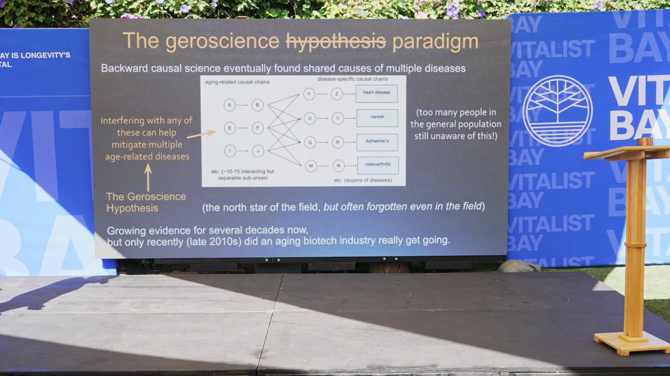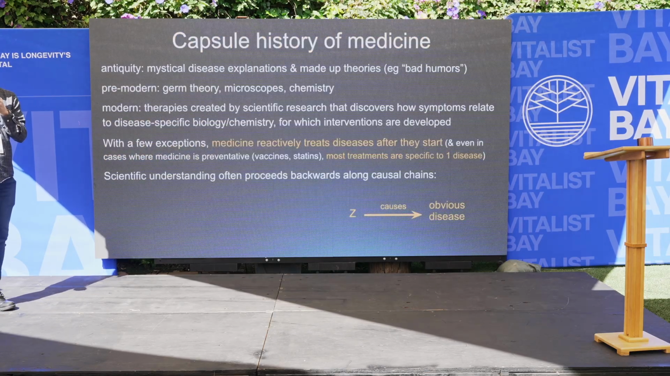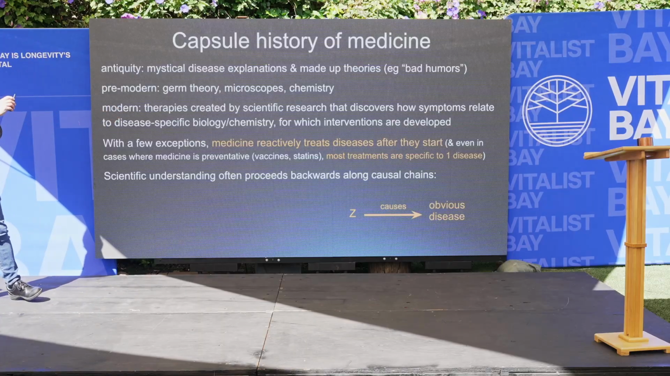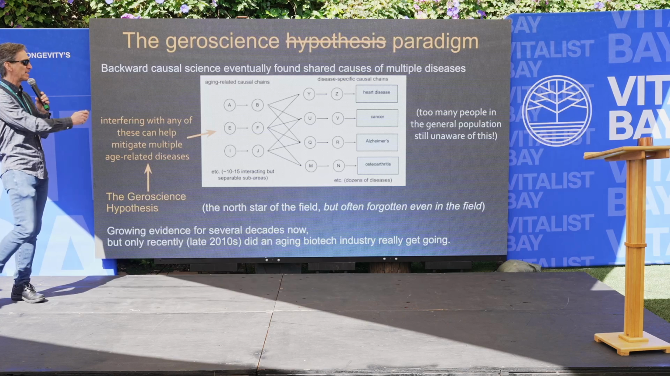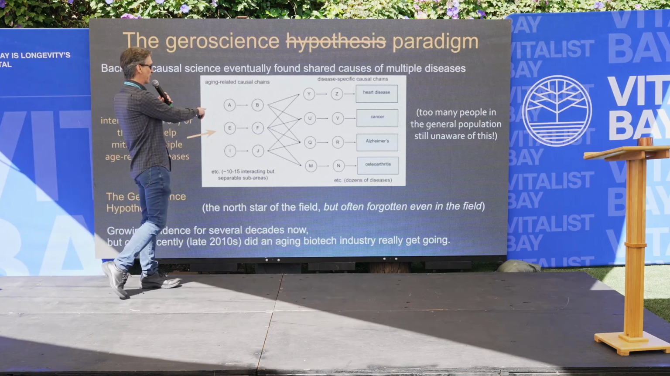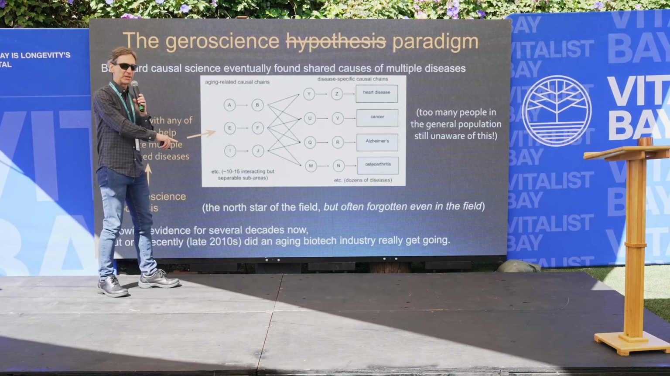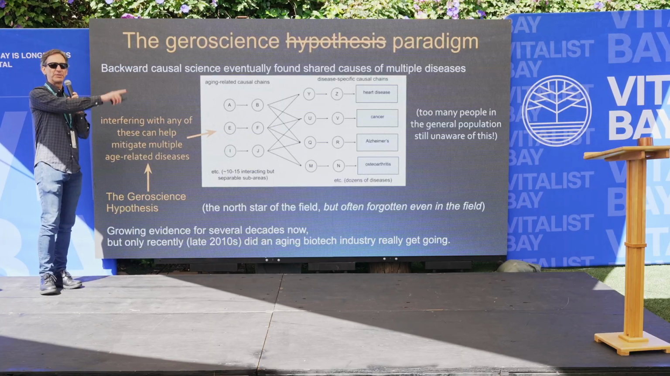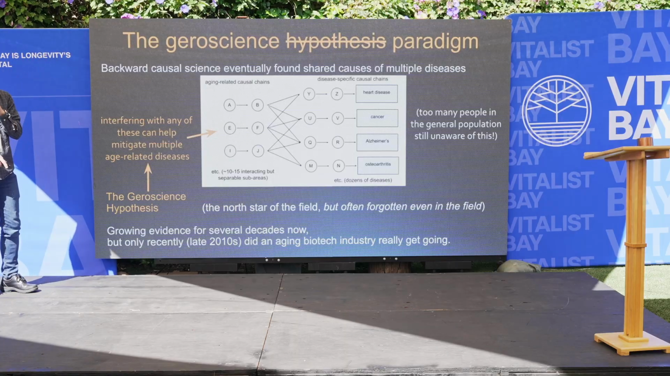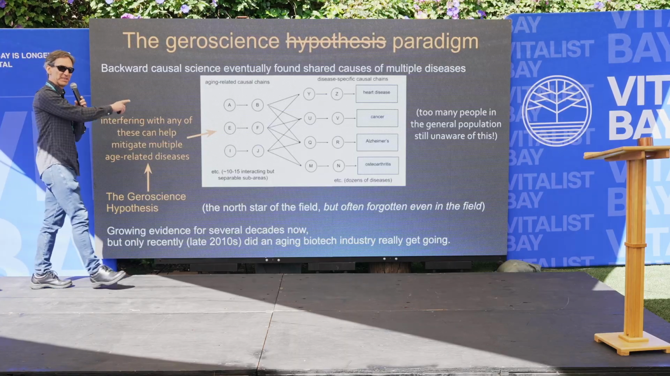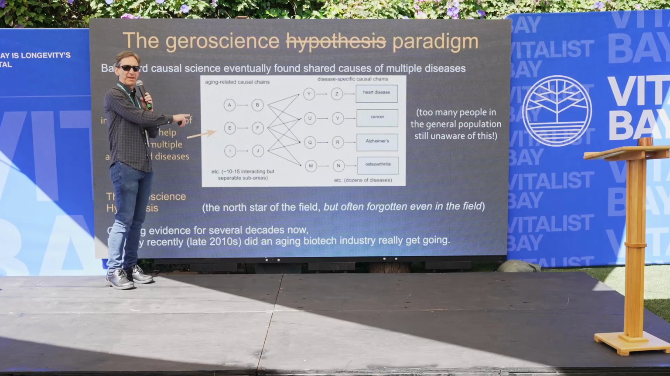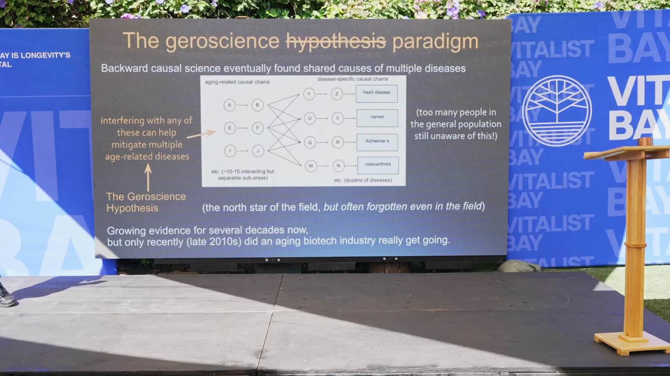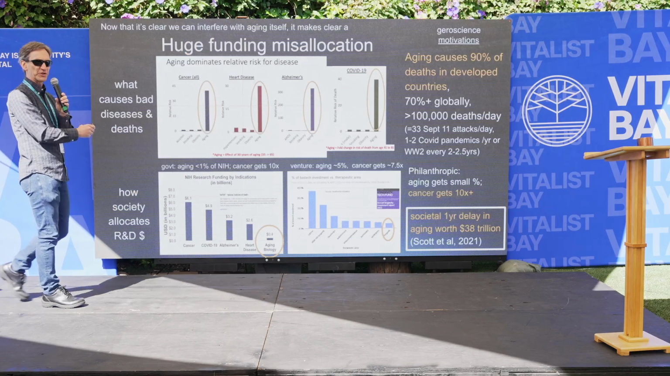The thing I want to call your attention to on the background here is that the way medicine usually works, even before the aging field, is we have obvious disease, we figure out some of the biology in that so we can interfere with it. Sometimes we figure out earlier causal chains, and over the last several decades, we've figured out those earlier causal chains as we backward chained. We've hit some things that, it turns out, are on the causal chain for multiple different age-related diseases, and we call this the geroscience hypothesis. We think that if we interfere with some of these things that are far back in the causal chains and that underlie multiple age-related diseases, we can mitigate multiple age-related diseases at the same time. And that's sort of the North Star of the field.